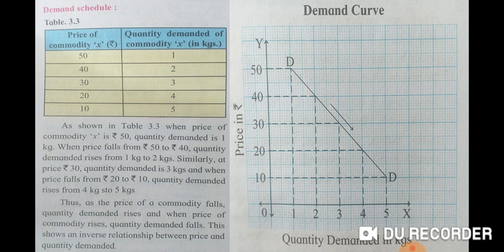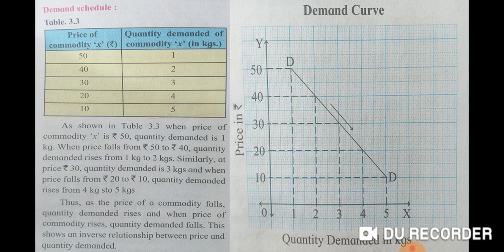So next is the demand curve as per the demand schedule. There are two axes: the x-axis shows quantity demanded in kgs and the y-axis shows price in rupees, and the demand curve slopes downward from left to right. The x-axis represents the demand for the commodity and the y-axis represents the price of commodity X. DD is the demand curve, which slopes downward from left to right due to an inverse relationship between price and quantity demanded.